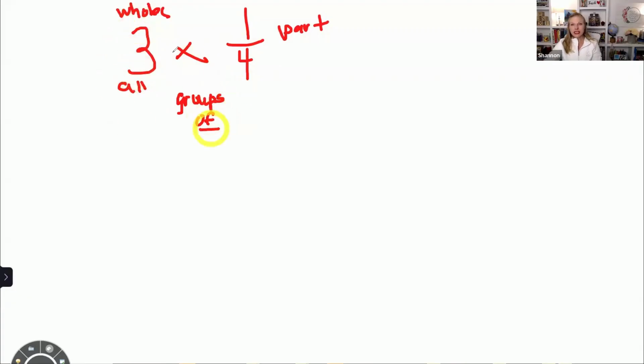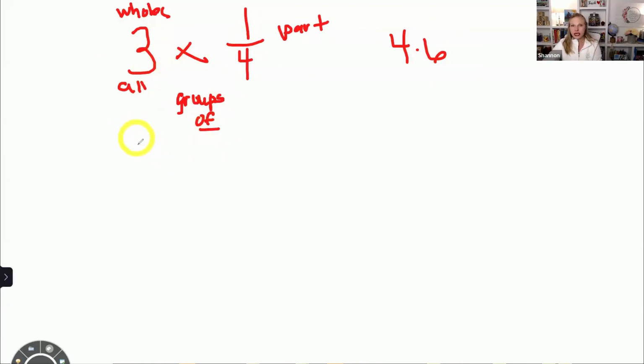Okay, so I'm using this language just like if I were to use like 4 times 6. I would say 4 times 6. I would say 4 groups of 6. I would say I'm taking 4 6 times. I'm taking 1/4 3 times. I'm trying to rehearse language. This is going to make sense in just a moment.